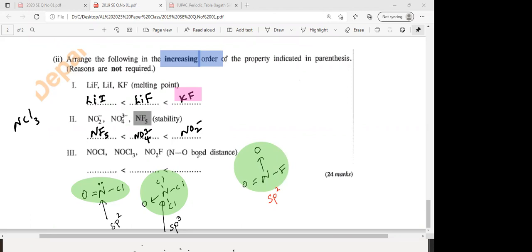So sp3, the bond length, if you take sp3, it will be like this. sp3 bond length is greater than sp2, and sp2 is greater than sp. sp will be the shortest. If you take the bond distance formed by the sp3 hybrid orbital, it is a bit longer.